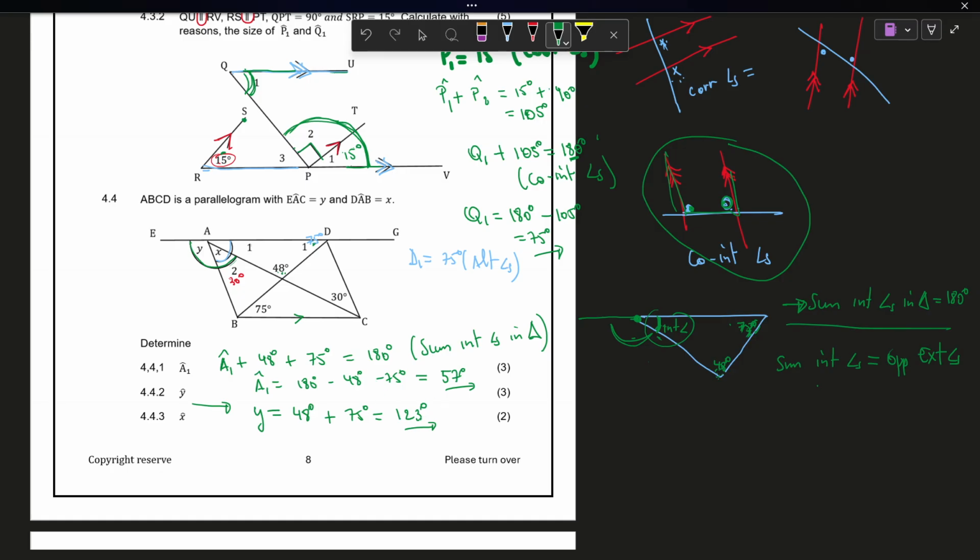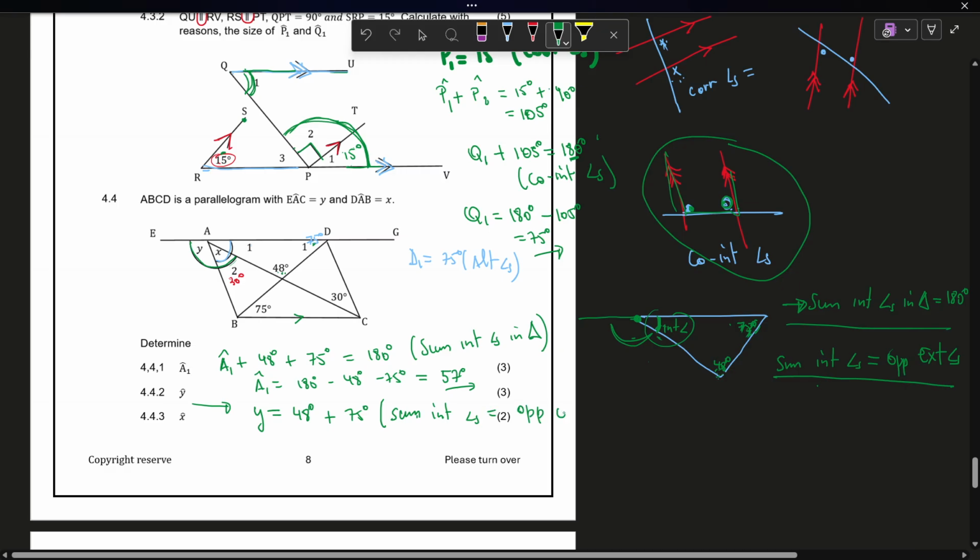Okay. And what is the reason here? So basically, I wasn't supposed to write the answer before the reason. Let's just write first the reason here. So it's sum of interior angles equals the opposite exterior angle. So that's what happens in a triangle, right?